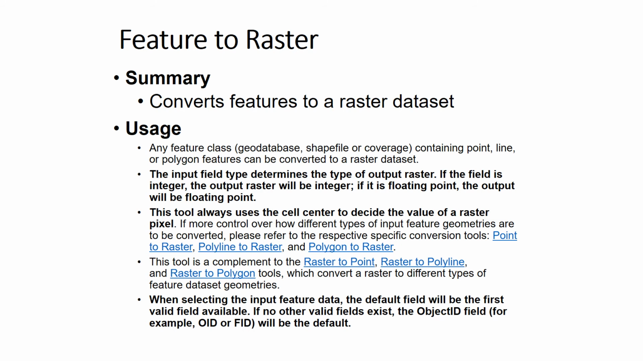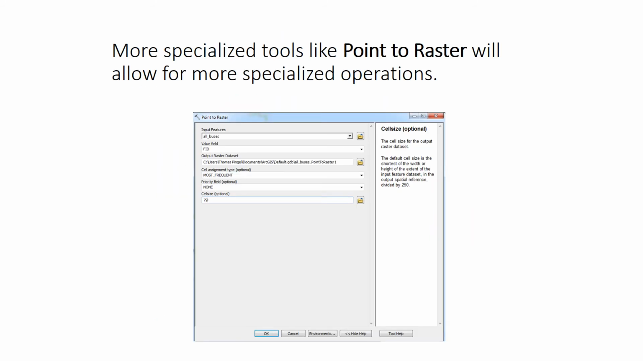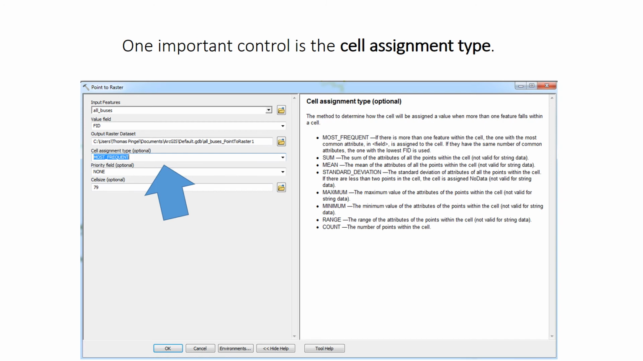So the idea is you're going to take some kind of an input vector data set. It doesn't really matter the format, geodatabase, shapefile, and you're going to spit out this raster image. As I said, the specific tools like point to raster allow a little bit more specialized operations. And one of the really important ones here is the cell assignment type. Cell assignment type is the way that, when you draw that grid on the points, you decide what value it should be.